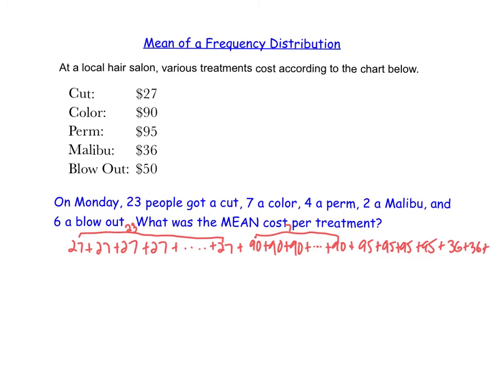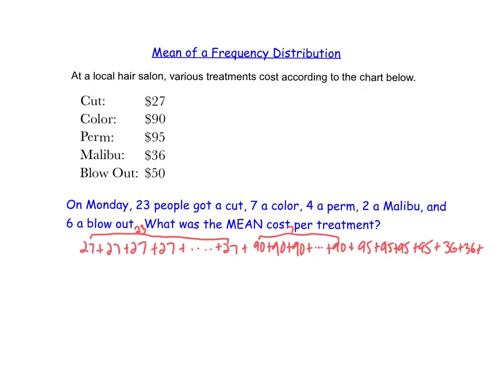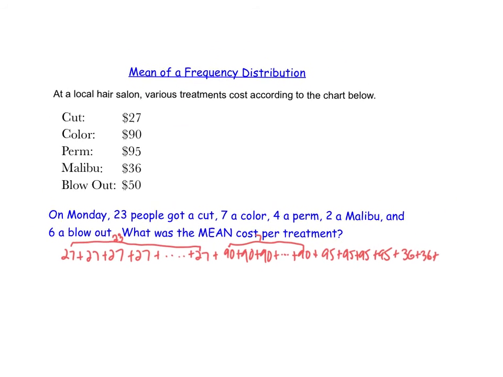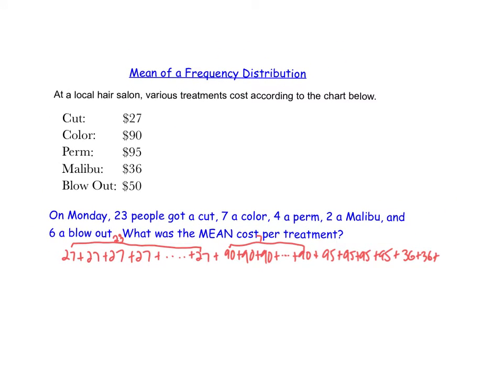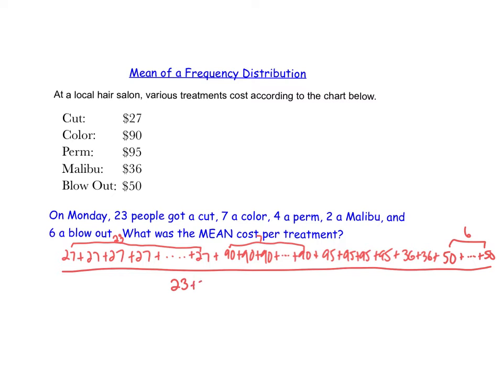I didn't do a good job spacing this out, but hey, I can cheat a little bit. Here we go. And then 6 blowouts, so there'd be 6 of these. And then all you do, since you're finding the average, is divide it by how many total. And so that would be 23 plus 7 plus 4 plus 2 plus 6.